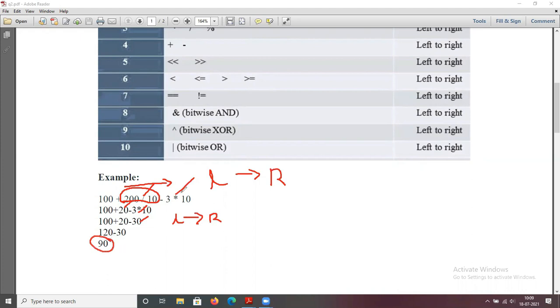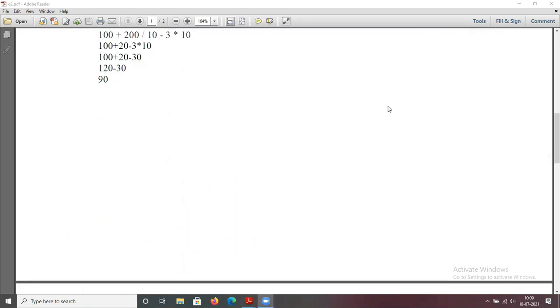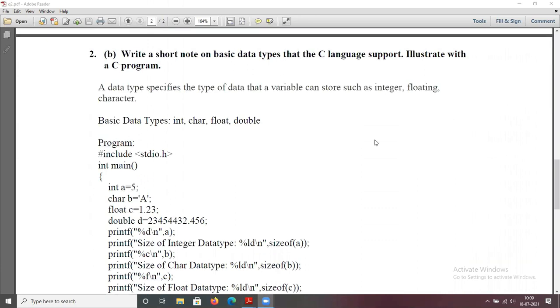In the exam you are going to give the explanation for this example also. So this is about 2a. Now we see the solution for 2b. Write a short note on basic data types in the C language.